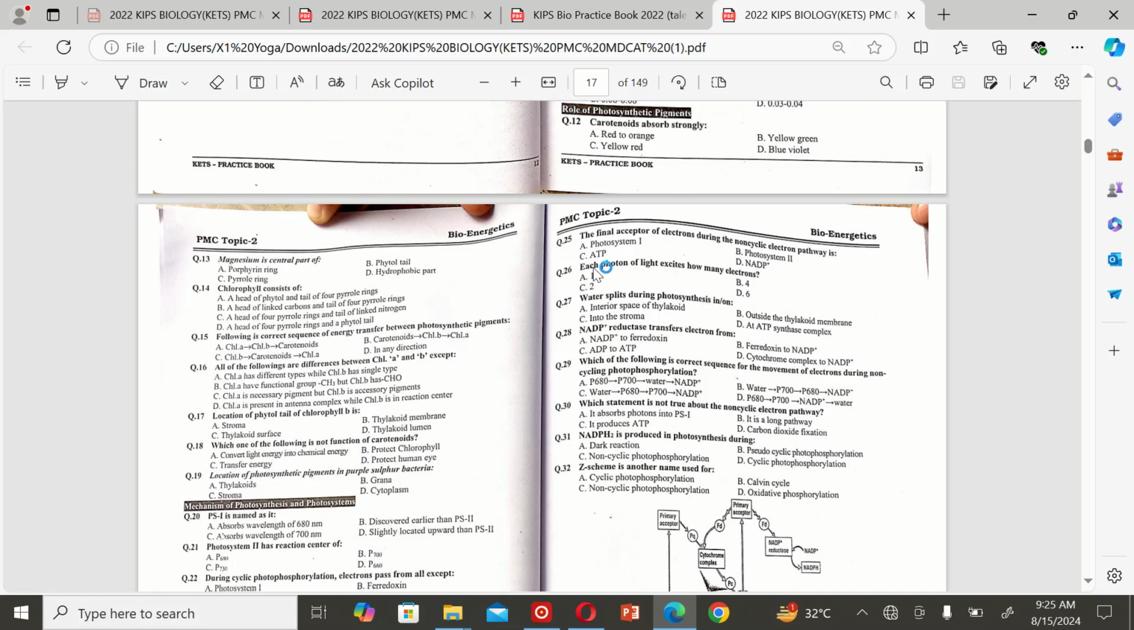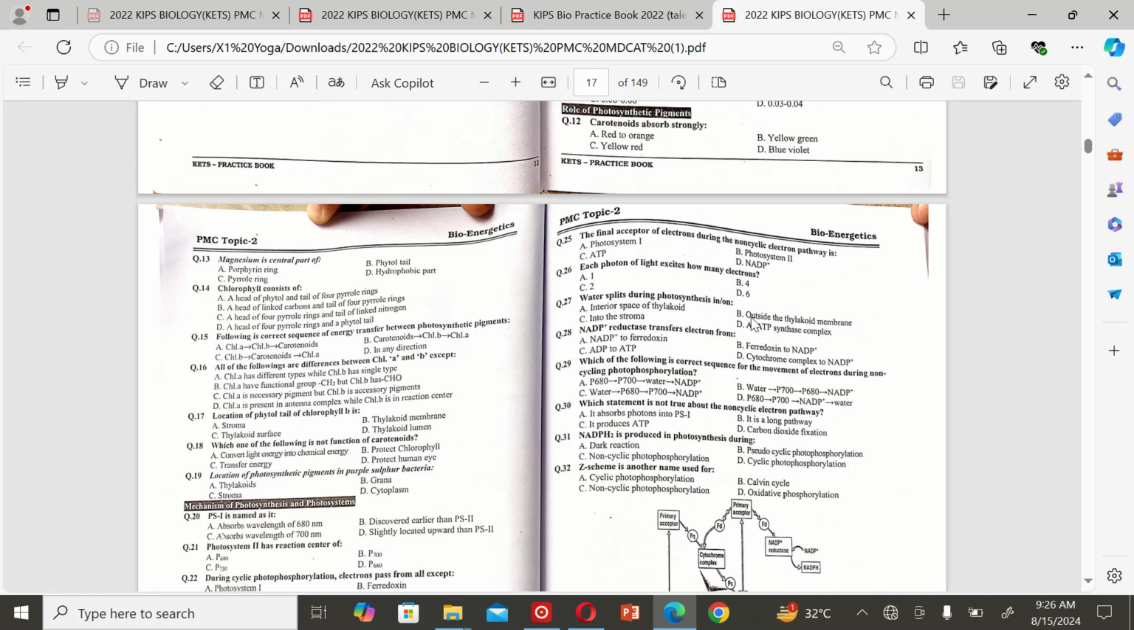The next MCQ is: each photon of light excites how many electrons? A. 1, B. 4, C. 2, and D. 6. So the correct option is A. 1.